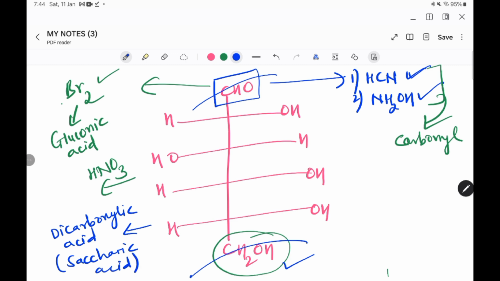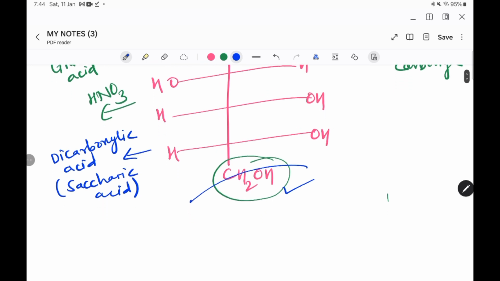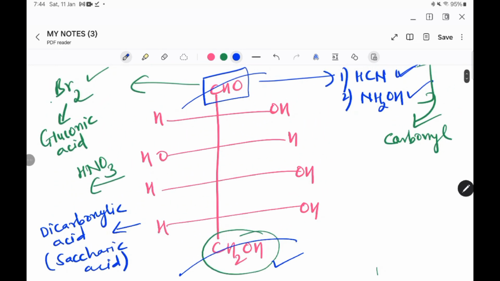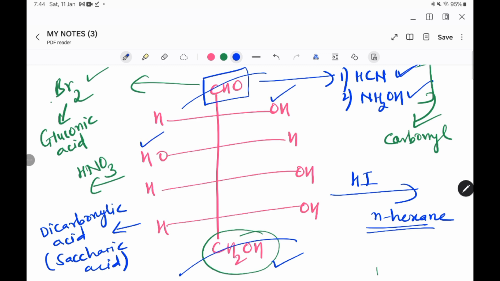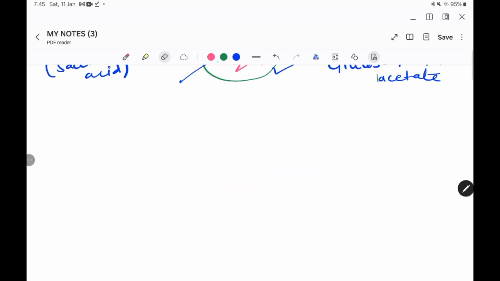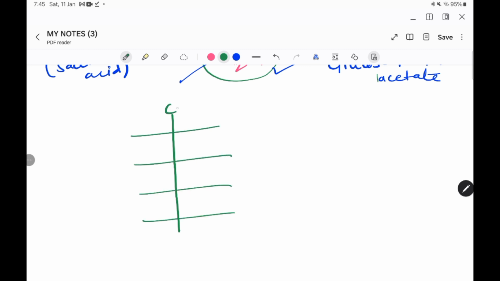The next thing is how do you prove that glucose contains a straight chain compound? We proved it by reacting glucose with a reducing agent like HI, and we got n-hexane. We did not get isohexane or any other branched isomer. Finally, we reacted glucose with acetic anhydride and we got the formation of glucose pentaacetate, which proved that glucose contains 5 hydroxyl groups. So on the basis of all these reactions, it is proven that glucose has a straight chain structure of this pattern.